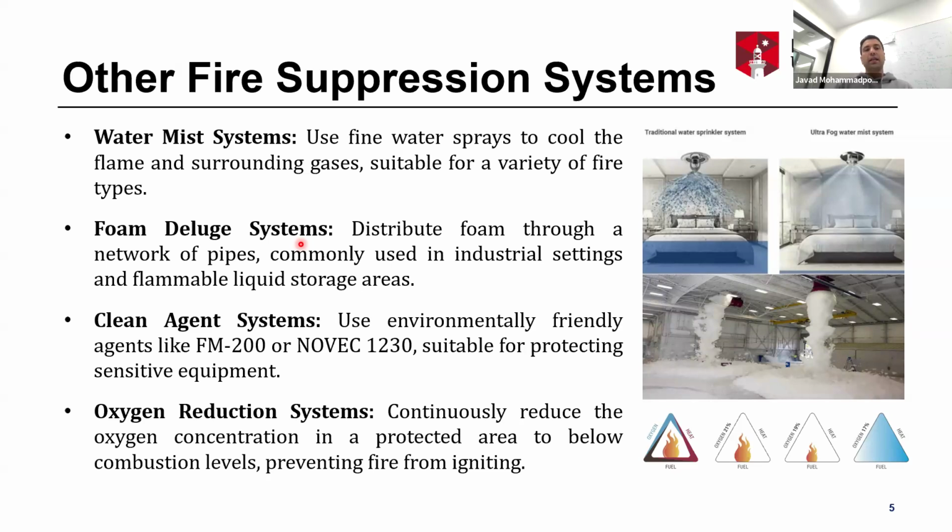And also the next one is the clean agent system. Again, we have these two agents, FM200 and Novec 1230. This system uses these two friendly gases. They are very clean and suitable for protecting sensitive equipment. And the last one is the oxygen reduction system. If you remember from last week, and even from high school maybe, you know that for a fire we need three essential elements. We need oxygen, we need heat, and we need material.